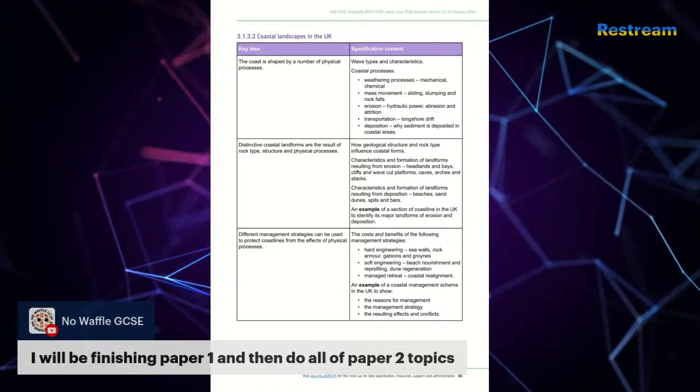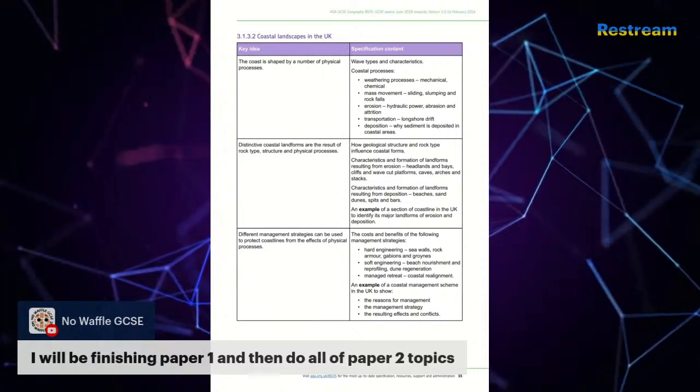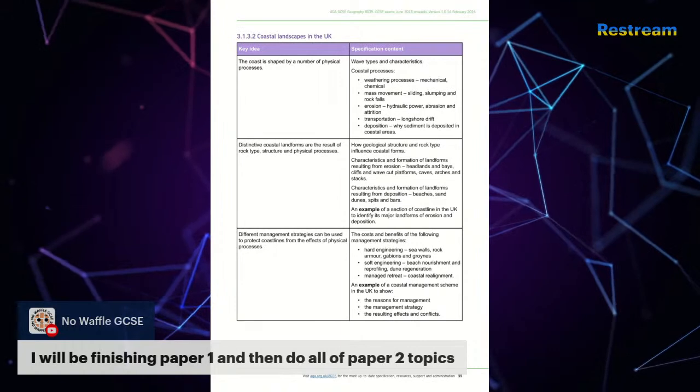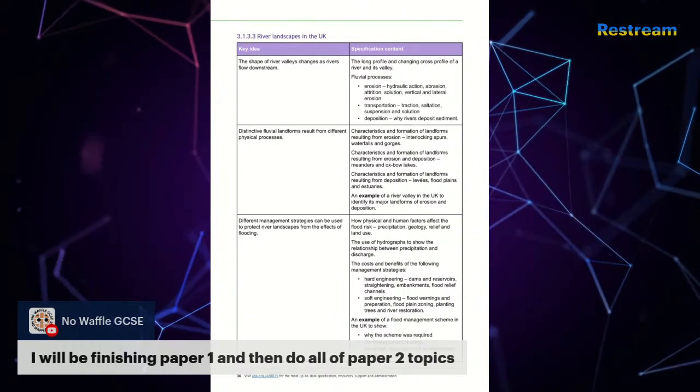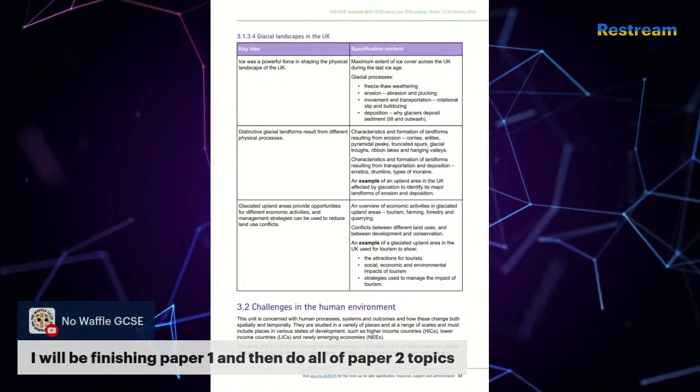Now we're going to look at glacial landscapes in the UK. So let's show that on the specification. Yeah, glacial landscapes in the UK.